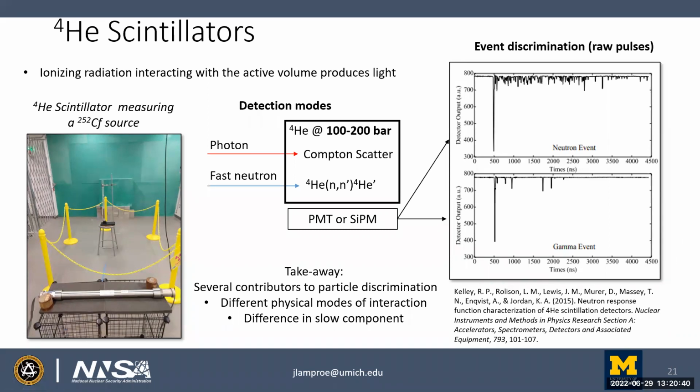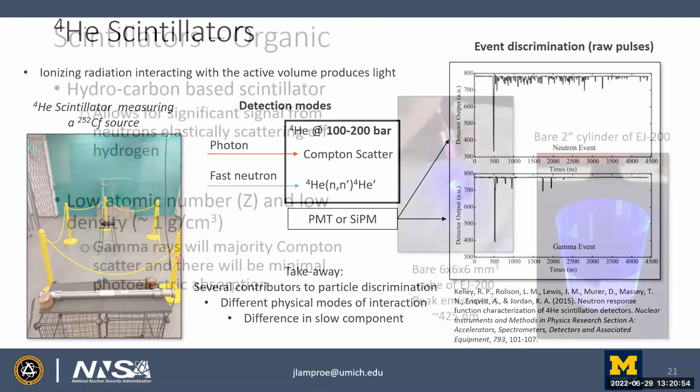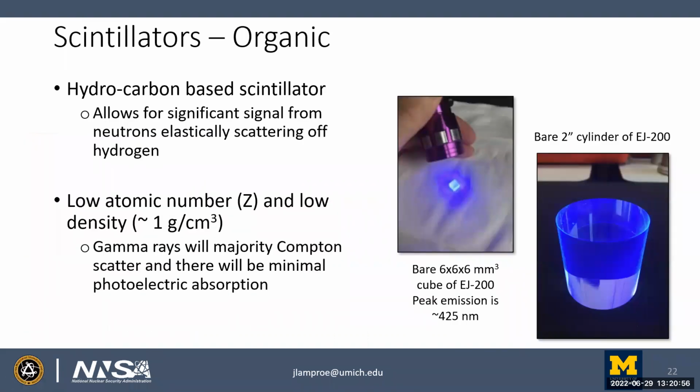I'll get into a little bit later how these different physical modes of interaction, the Compton scattering versus just the scattering to look at the recoils, will help us distinguish between the photons and neutrons, which is super helpful in applications. And so we also have organic scintillators. These are hydrocarbon-based scintillators.